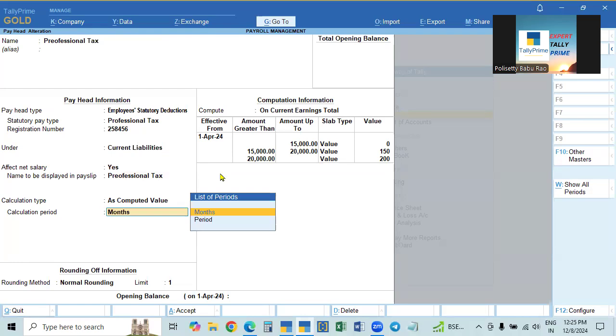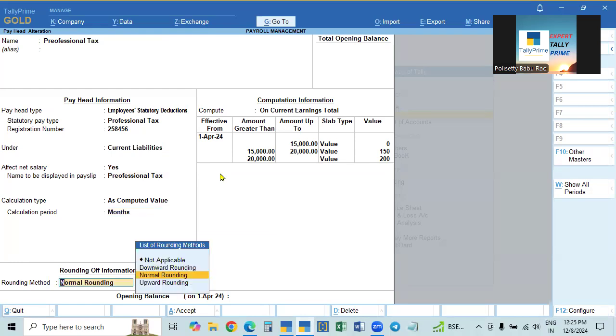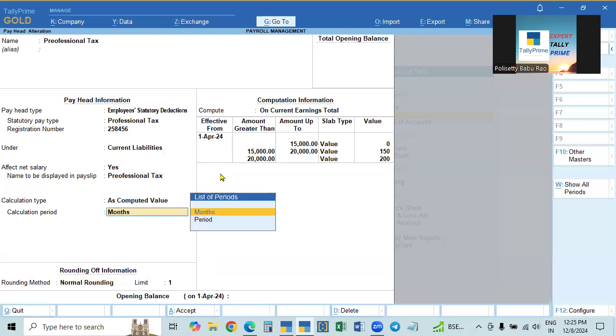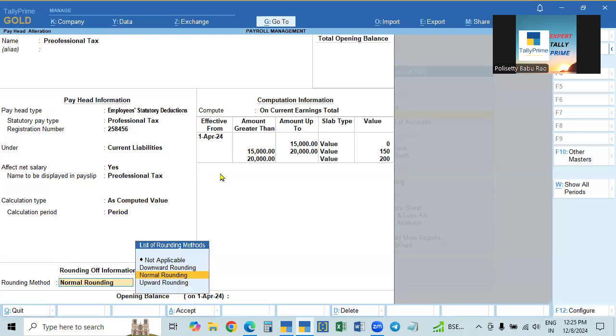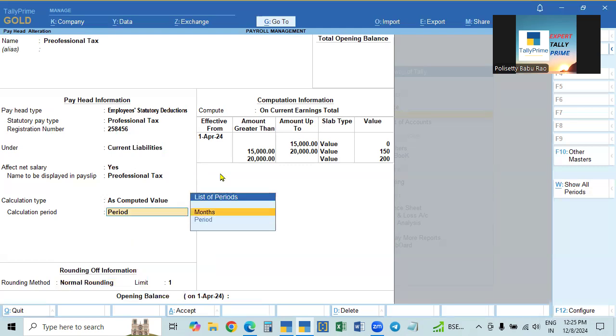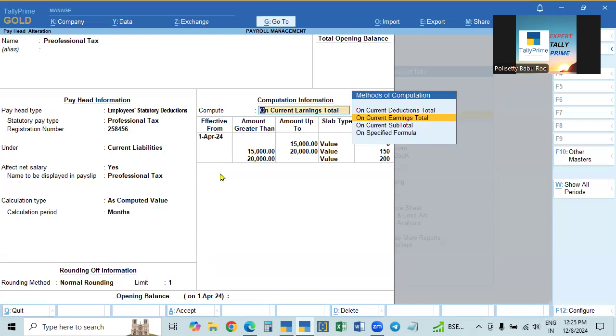So by default, it is taking monthly, because in the case of business, the employer, directors, and all, it is paid annually. That is why here it is computed, and here it is the period. Period means some are yearly, like that. So monthly you will take up, normal rounding. Here how you will take up?